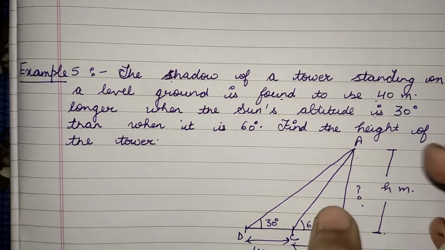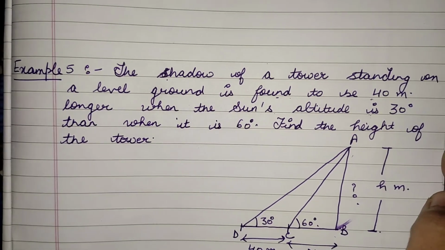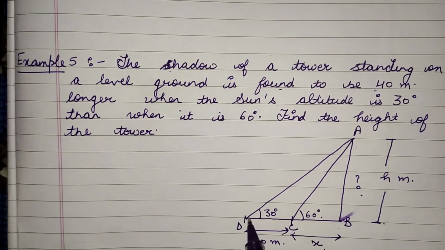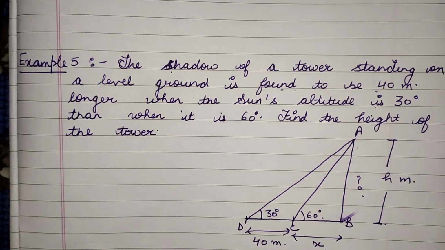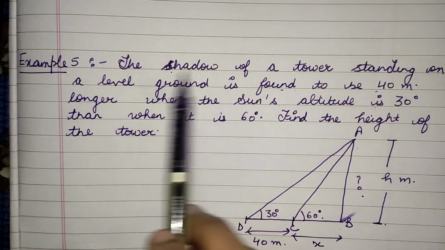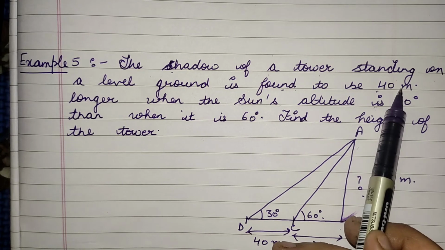Okay, so moving to example number 5, which says that the shadow of a tower standing on a level ground. Generally you have seen that when we travel in the sunlight, then our shadow is formed, right? So this question is based upon that shadow which is formed due to the sunlight. What does the statement say? The shadow of a tower standing on a level ground is found to be 40 meter.